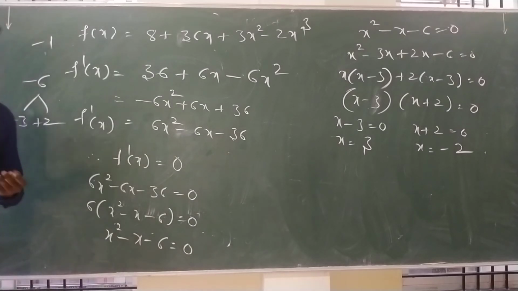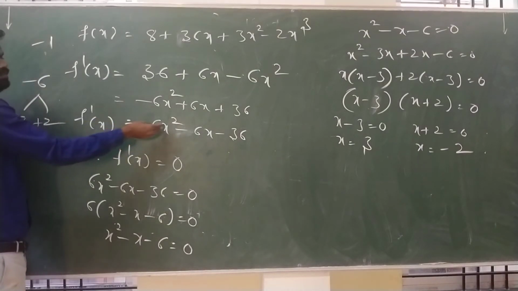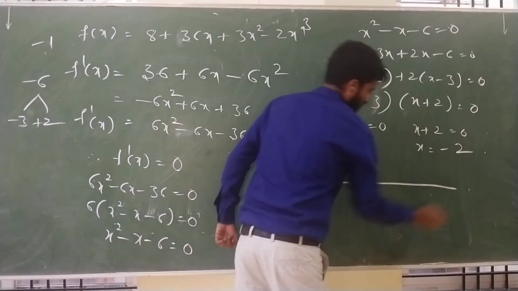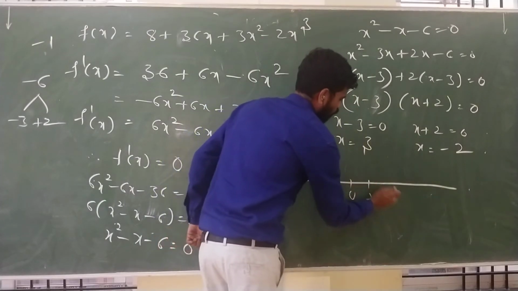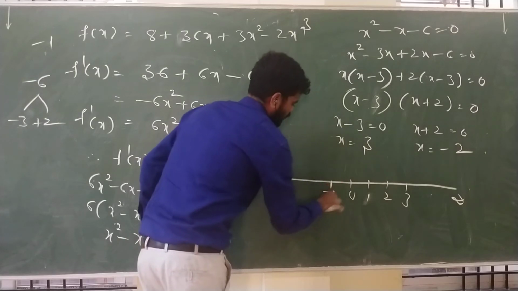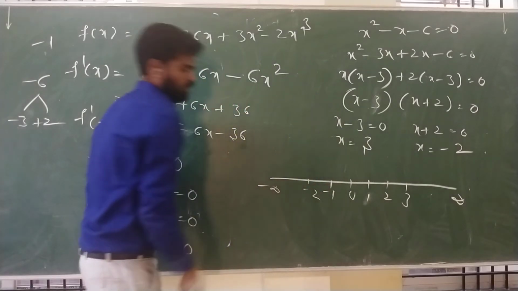f dash of x is 36 plus 6x minus 6x square. So it can be written as, taking 6 common, minus 6x square minus x minus 6, and again 6 is taken common as x square minus x minus 6. Then the solutions are x equal to 3 and x equal to minus 2, and the intervals become 0, 1, 2, 3 up to plus infinity, minus 1, minus 2 up to minus infinity.